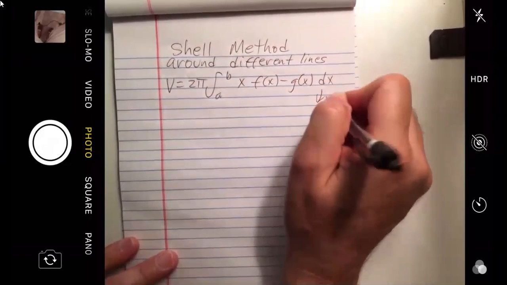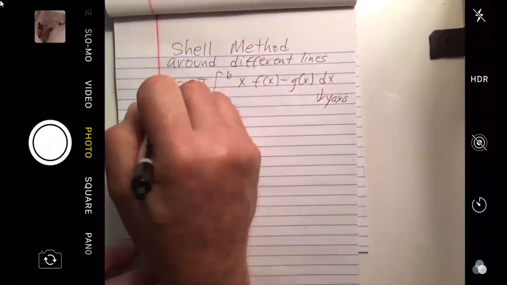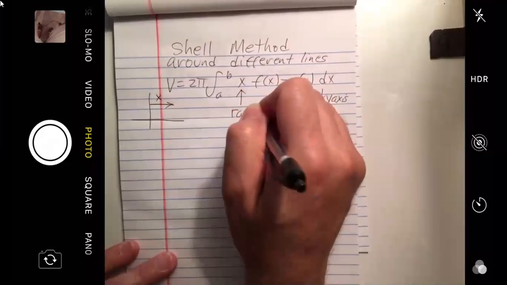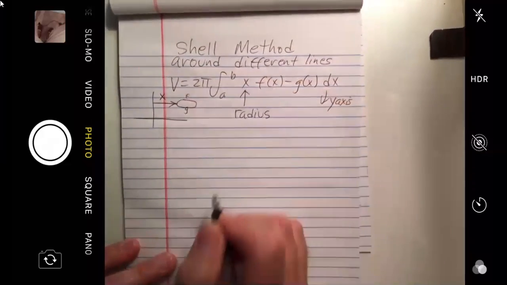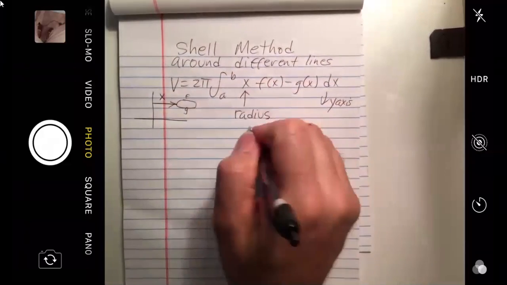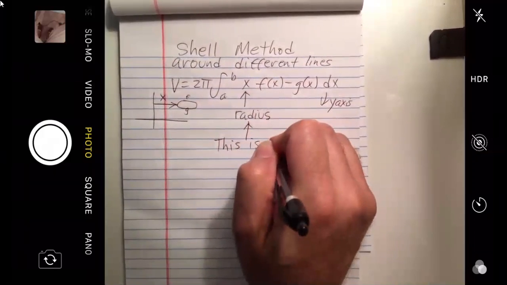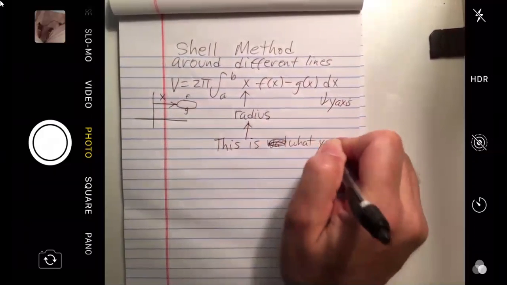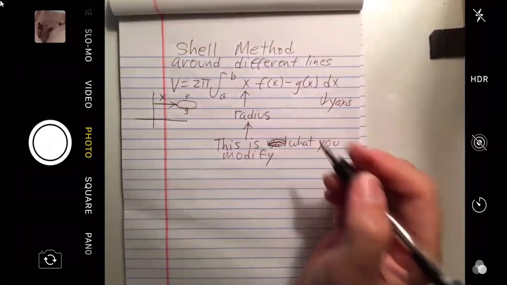And that went around the y-axis. All right, if you remember, x was the radius term. Remember, we had a region here. There was your f, that was your g. And x is the radius term out to it, the average radius out. This is what you modify around different lines.